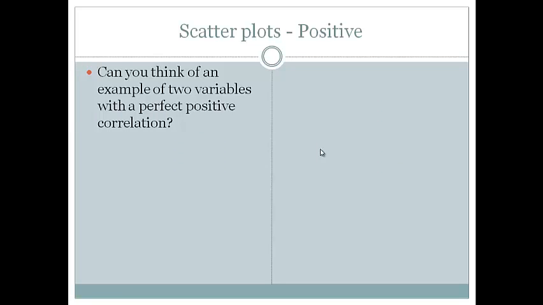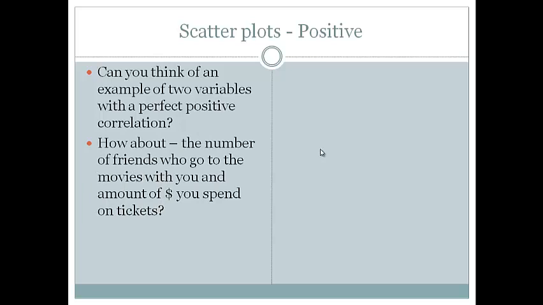Now, for practice, you want to pause here. Can you think of an example of two variables with a perfect positive correlation? It doesn't happen very often in real life. So pause here and think about it for a minute or two, and then you can come back.